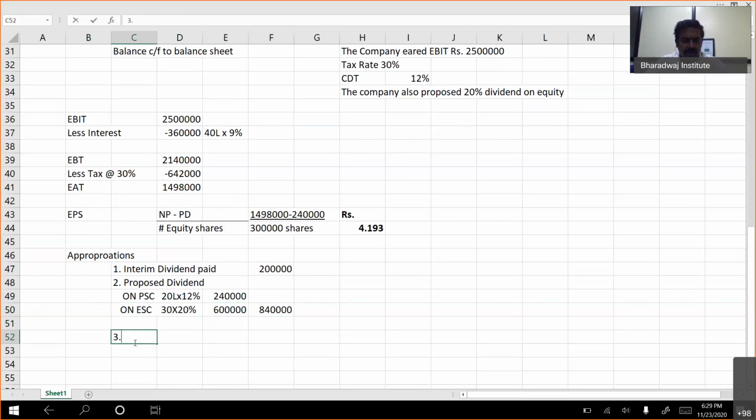Then they ask you to provide corporate dividend tax at the rate of 12%. Go with this. If this is not given, then please ignore corporate dividend tax. Since it is specified as 12%, we are taking at 12%.